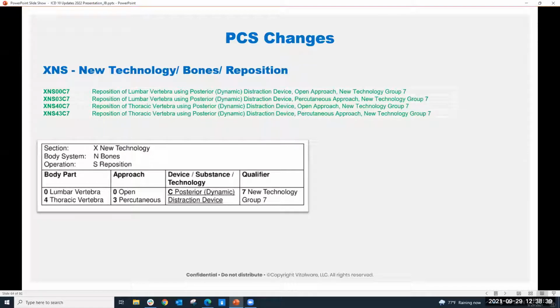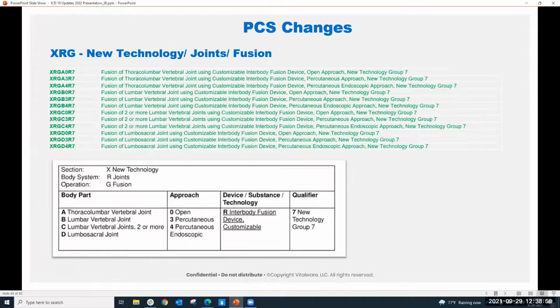Just a note here that the applicable ICD-10-PCS code from the table ORG, fusion of upper joints, or OSG, fusion of lower joints, should also be assigned for this procedure if any spinal fusion is performed at the non-instrumented segment of the vertebrae. Next table is XRJ, and this is fusion of the joints. There are 12 new codes that describe the use of a patient-specific customizable interbody fusion device for the correction of adult spinal deformity.